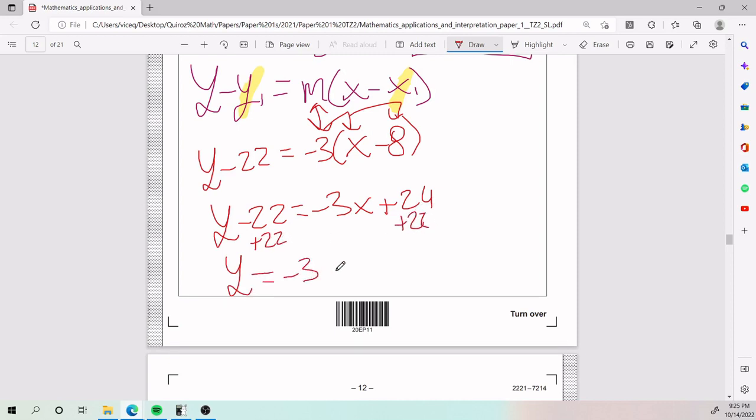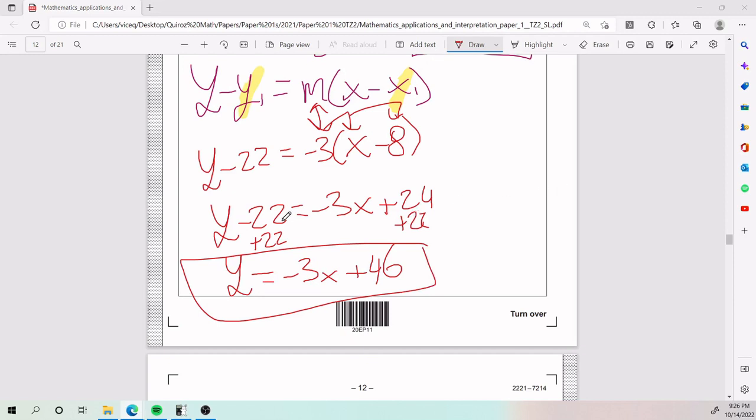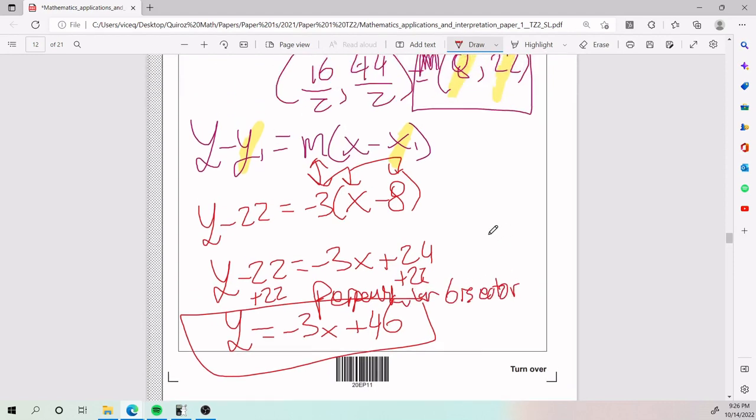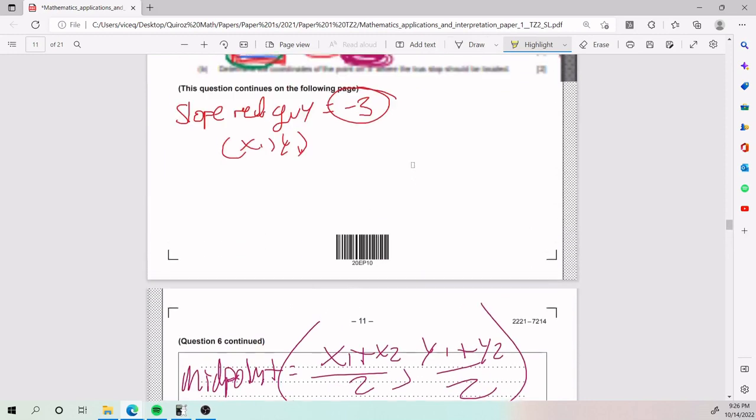y equals negative 3x plus 46. Ladies and gentlemen, that is the equation of the red line. This is the equation of my perpendicular bisector. See? So again, follow the process, go for the point slope formula. I'm telling you, this guy will be your savior multiple times. See? So that is for part A.